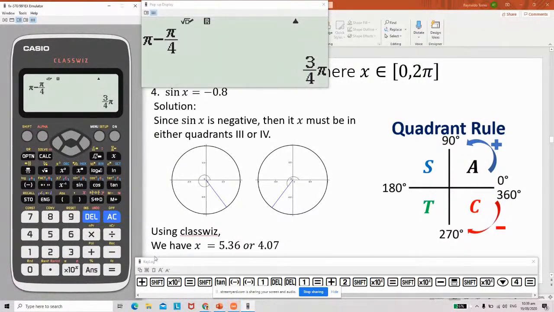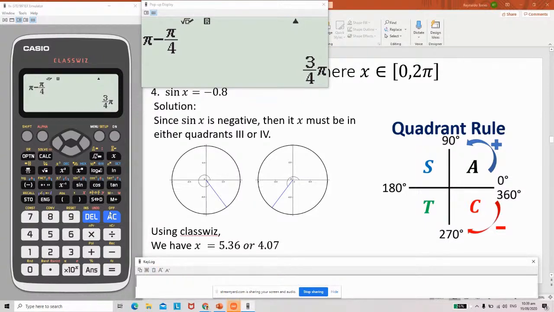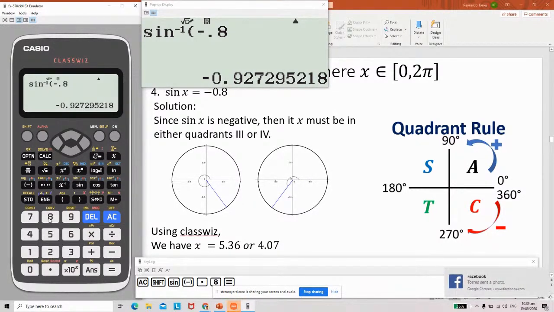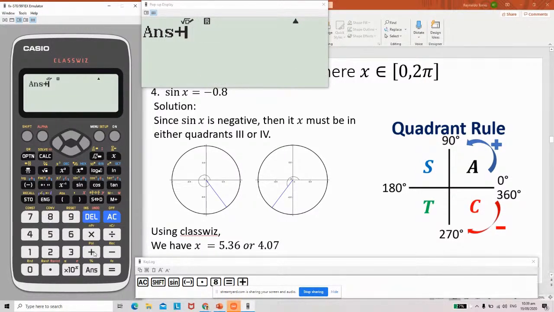Okay. So, again, medyo madugo ito ha. Shift, and then sign for the inverse sign, and then negative 0.8. When you press equals, ayan na siya. Sir, negative po ulit siya eh. So, how do we get again the first positive co-terminal angle? We need to add what? 2 pi. So, plus 2 shift and then pi equals.